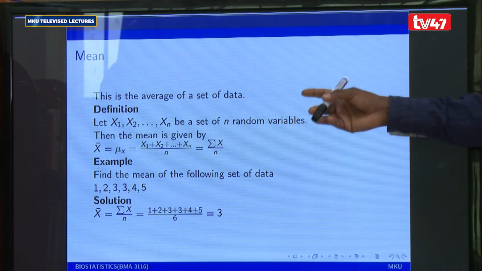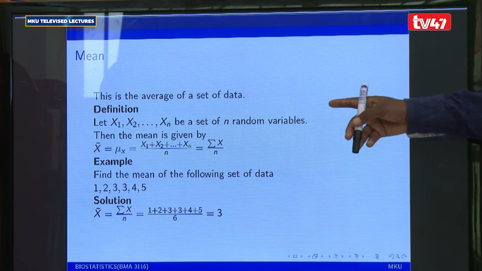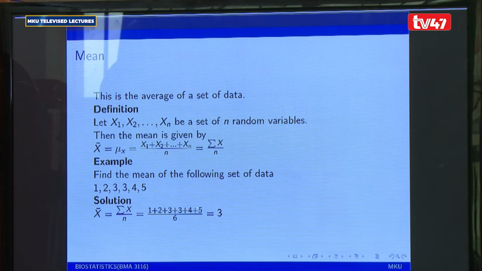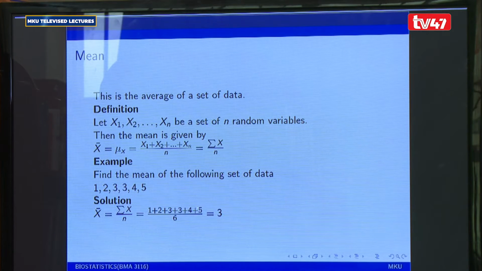Now, x1 in this case would be the value 1, x2 would be the value 2, x3 would be 3, x4 would be 3, x5 would be 4, and x6 would be 5. In that case, in this definition, n is 6. So just saying random variables, we just talk of numbers that have been generated without a predetermined argument. So let x1, x2, all the way to xn be a set of n random variables. In my case here, n is 6.